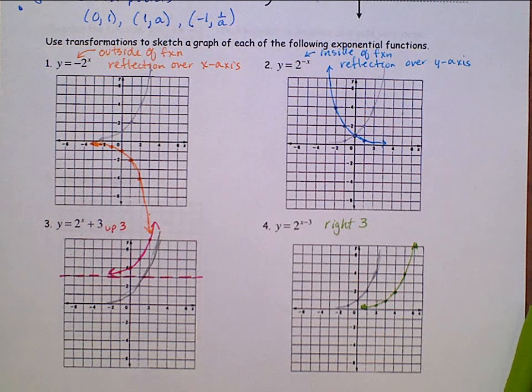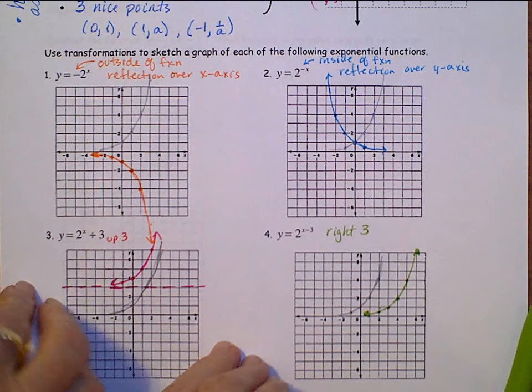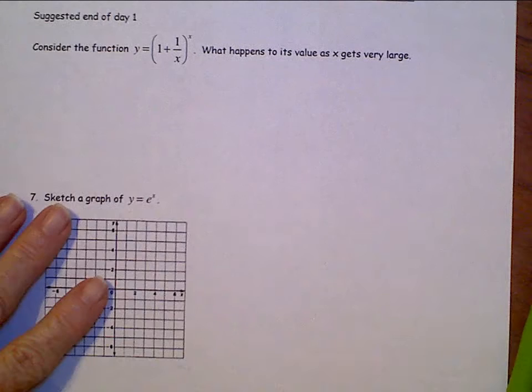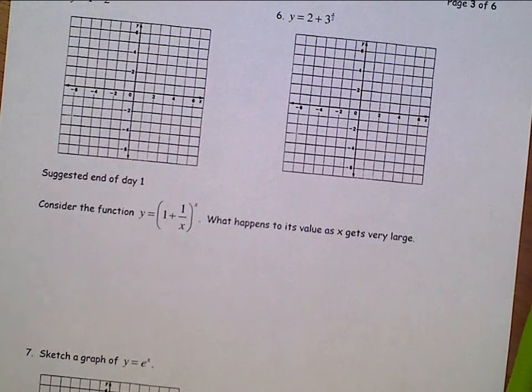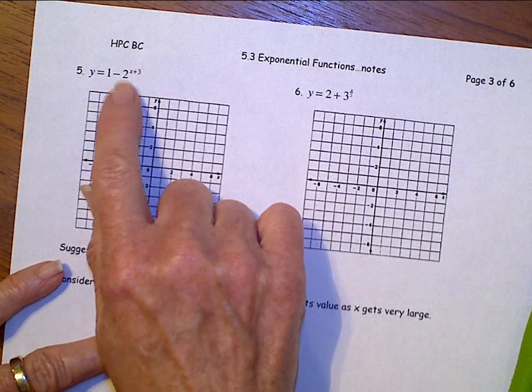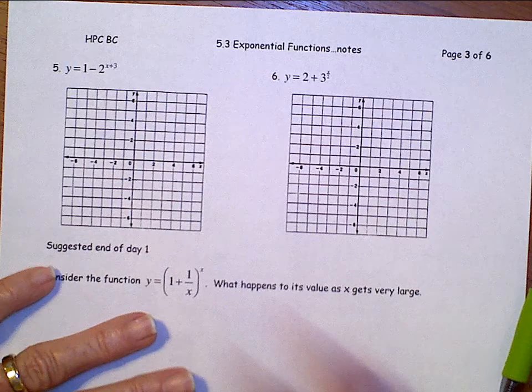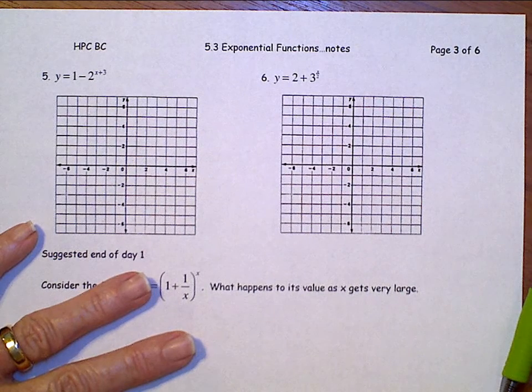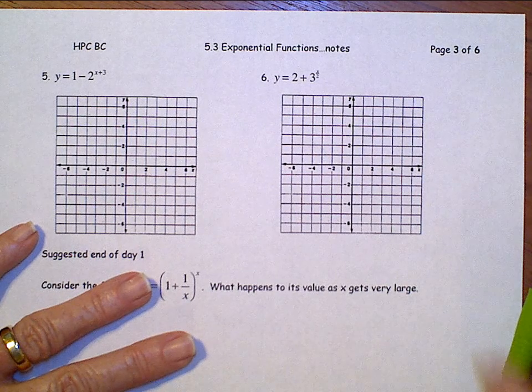All right, let's look at the next two graphs. And we're going to look at this one. y equals 1 minus 2 to the x plus 3. Oh boy, threw a lot in this one. Let's just do some rearranging first.